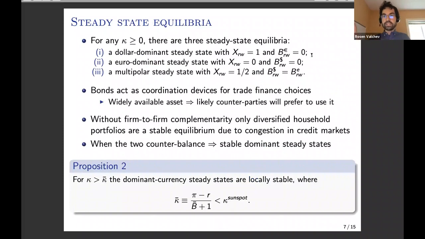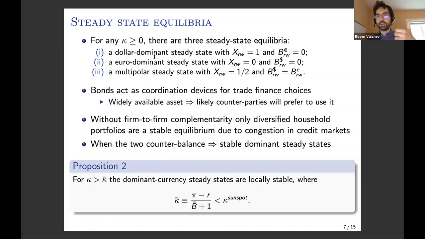Now, this interaction is going to give rise to three steady state equilibria. What we can characterize analytically is only steady states. So think about a stationary equilibrium where all the t's are the same through time. Quantitatively it's going to be fully dynamic, but what we can do analytically is just steady state. So everything's the same through time. But there's three of them.